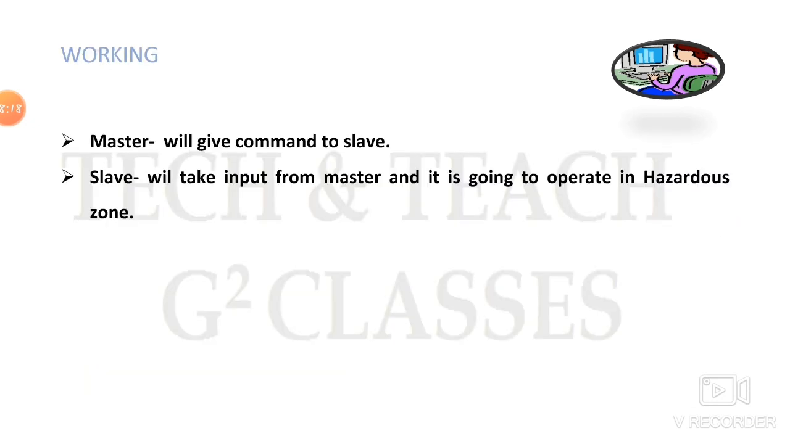Here I mentioned that the master gives commands to the slave. What will the master do? The master gives commands to the slave. What will the slave do? It takes the input from the master and operates in the hazardous zone. Understood? This is the master and slave, very easy.